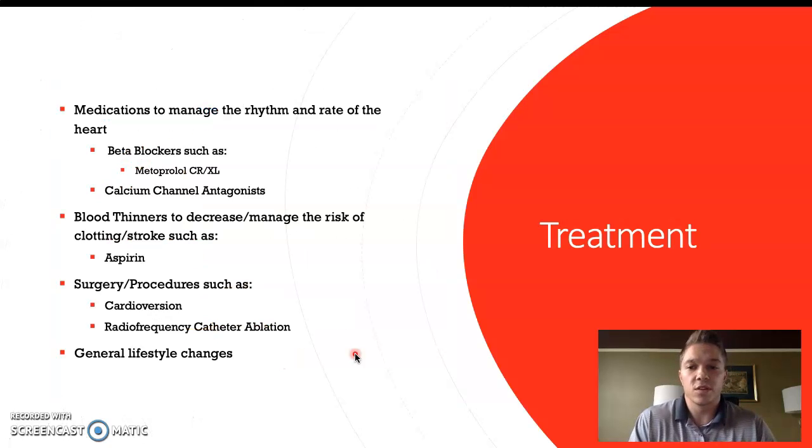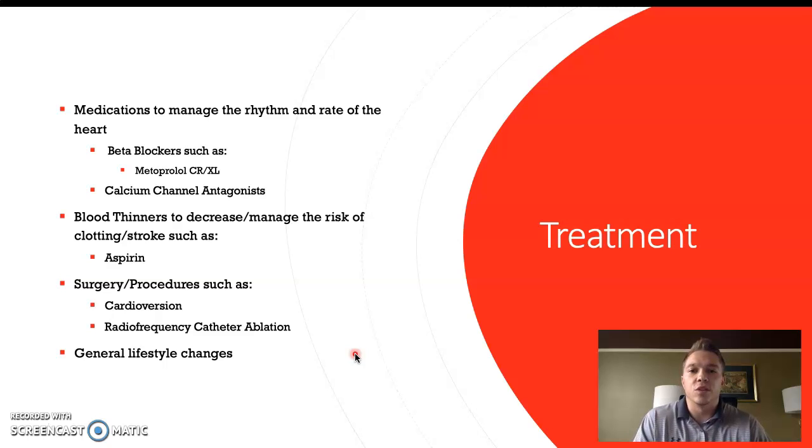Some treatments that could go into AFib. So there are medications to take that manage the heart rate and rhythm. Some of these medications would be a beta blocker, which would allow suppression of the sympathetic nervous system, limiting the amount of epinephrine and lowering blood pressure and heart rate. Calcium channel antagonists do a very similar thing to control the rate of the heart.